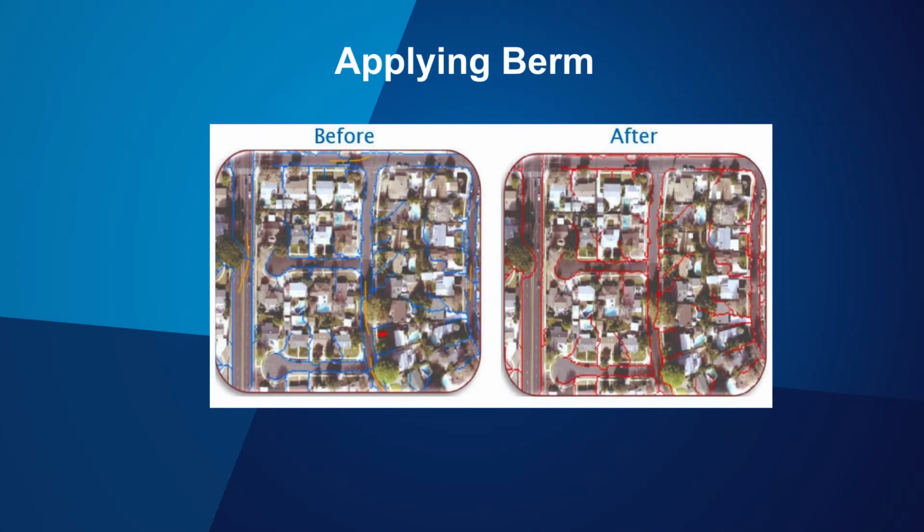Applying berm. Here's an example of applying berms. When water hits a tree or a car, it gets redirected and crosses the street. We keep the flow along the street by applying a berm.